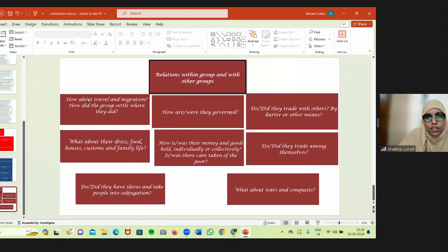Then comes the relationship within group and other groups. How about travel and migration? How did the group settle where they did? How are or were they governed? Do or did they trade with others by barter or other means? What about their dress, food, houses, customs, and family life? How is or was their money and goods held, individually or collectively? Is or was care taken of the poor? Do or did they trade among themselves? What about wars and conquest? Do or did they have slaves and take people into subjugation?